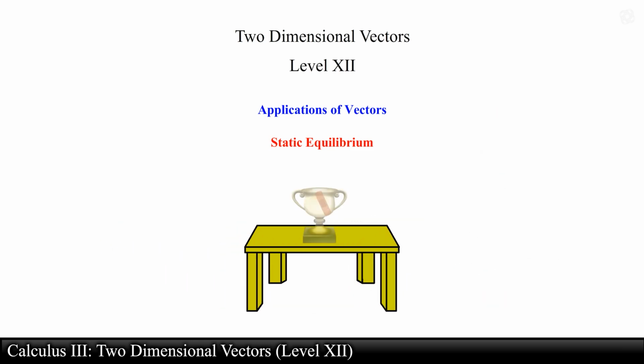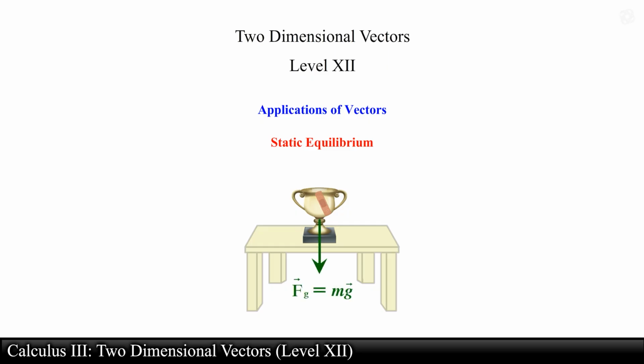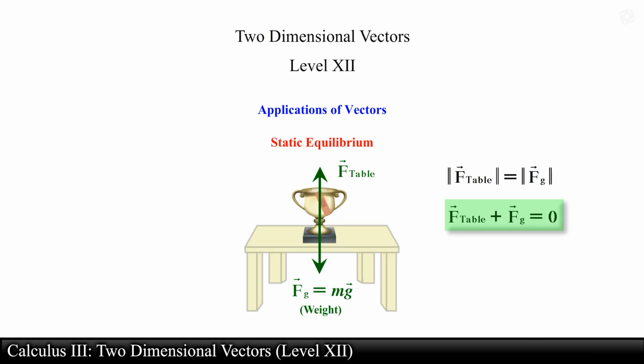Let's go ahead and place the trophy back on the table. Since the trophy has a mass, it will experience a gravitational force equal to its mass m times the gravitational acceleration g, pushing it down towards the center of the earth. Once again, this is nothing more than the object's weight. Now, the reason why the trophy does not break the table and move towards the center of the earth is because the table is pushing the trophy in the opposite direction, and the magnitude of this force just happens to be the same as the force of gravity exerted on the trophy. Hence, the resultant force is equal to 0, and the trophy remains motionless.